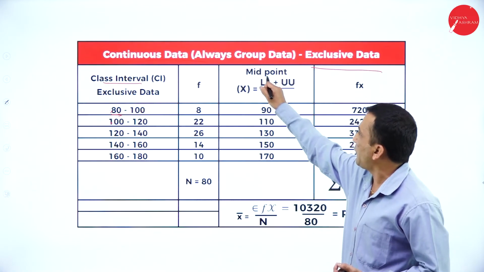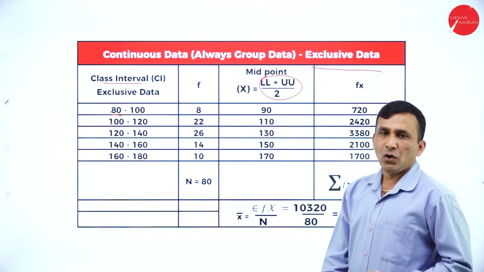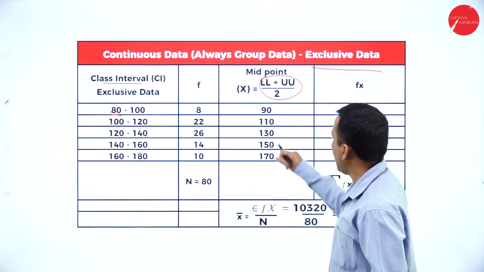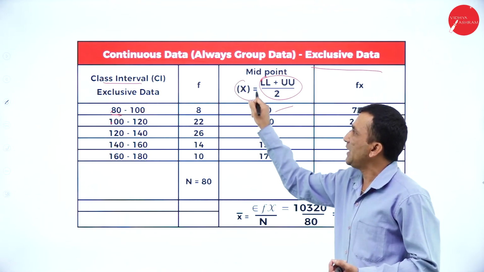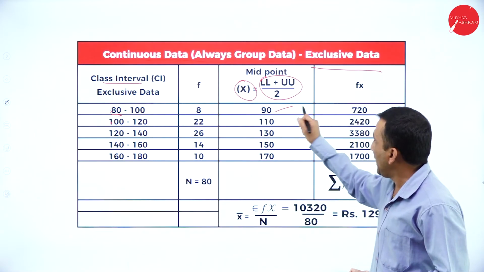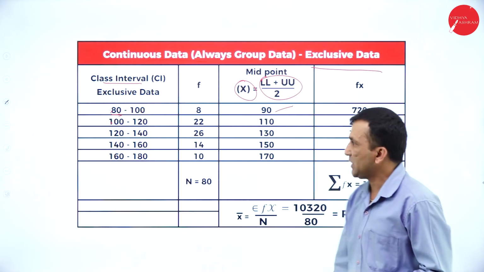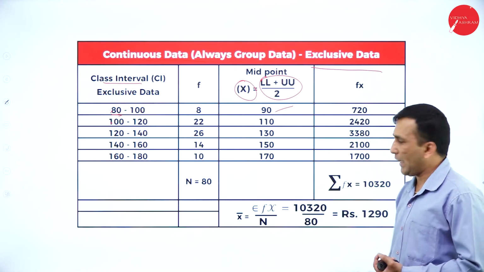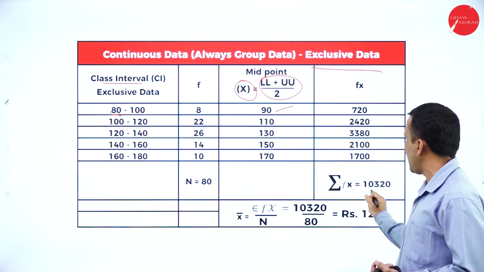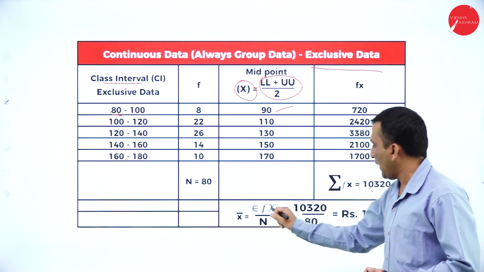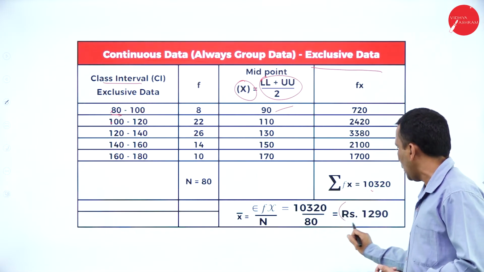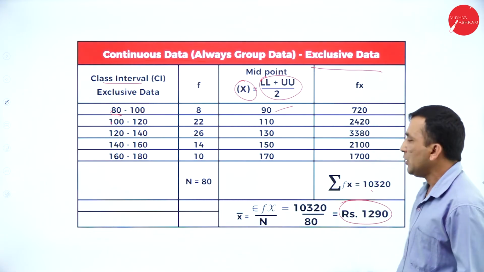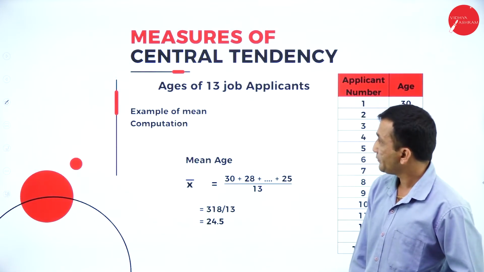A very simple formula I have written here: lower limit plus upper limit divided by 2 gives you the midpoint, which is treated as x. If you multiply x with frequency, we get fx. If you take all the totals together, we get sigma fx. After applying this formula, we are able to identify the arithmetic mean. The calculated value is 1090.